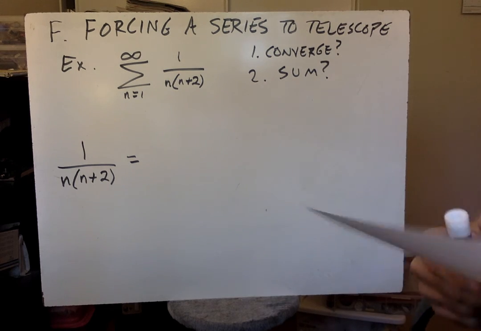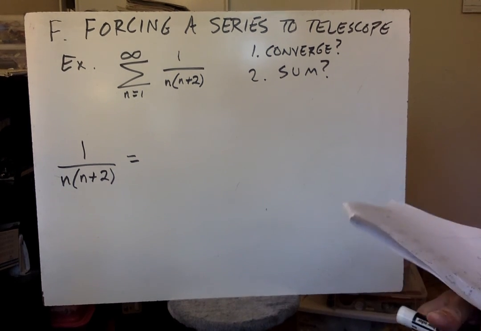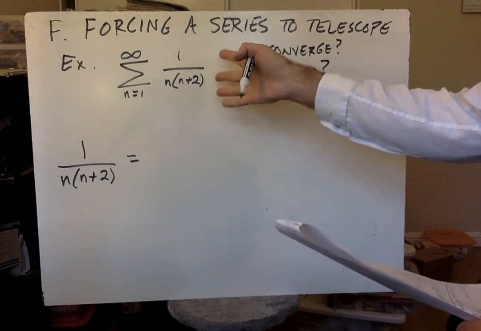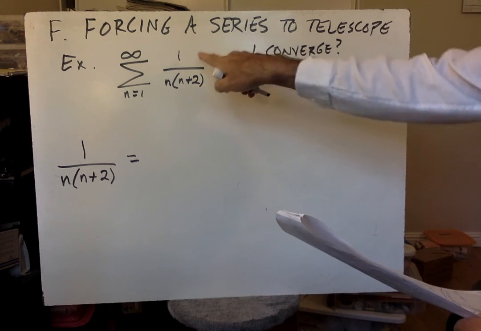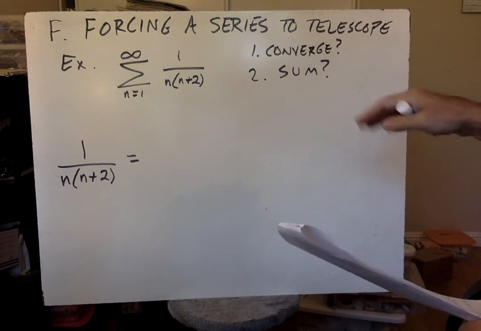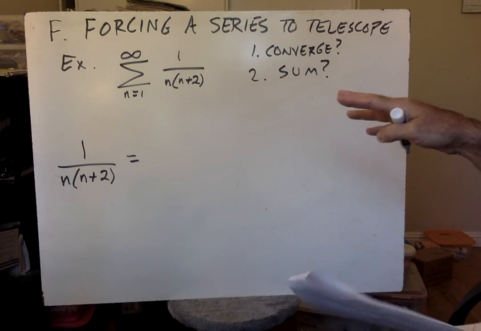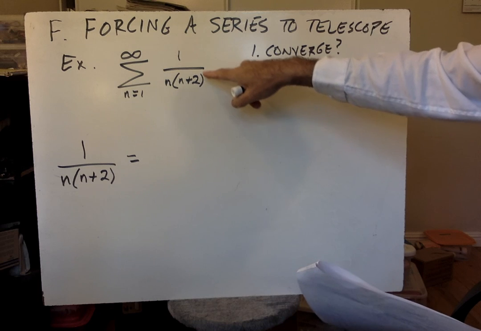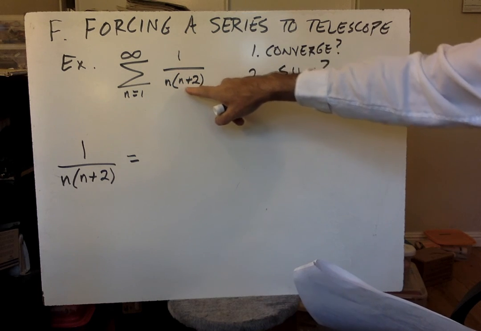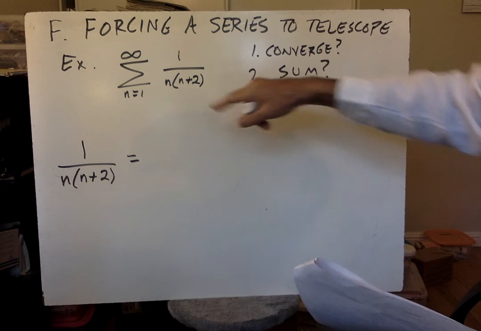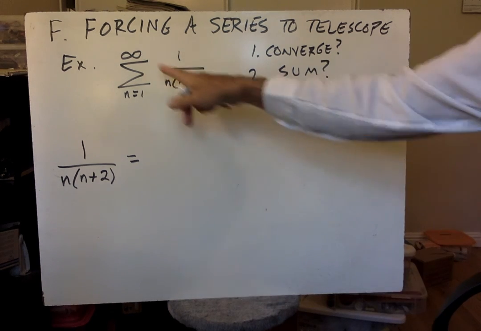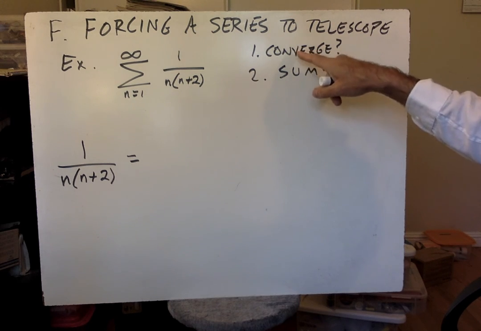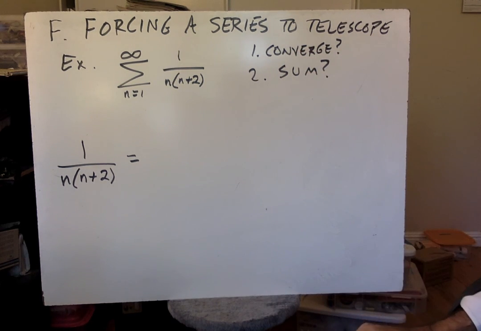All right, and then finally, a more advanced problem that you run into is to take a series that does not look like a telescoping series. It does not have that pattern of two parts with a minus sign between them, and you force it to telescope. You cannot just take any series and force it to telescope. That's not a thing. But if you have a series of this form, where you have n and n plus something underneath in the denominator, then you can force it to telescope. And here's an example. This series is of that form, and you might be asked these two questions. Does it converge? And if so, can you calculate a sum?